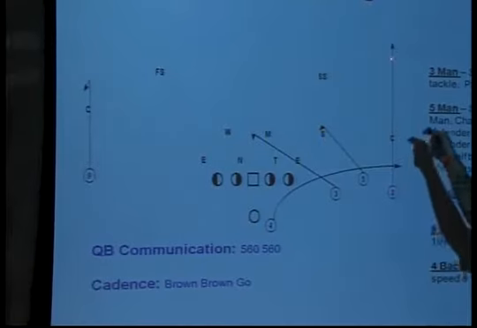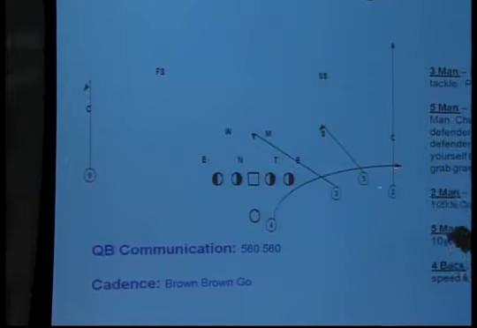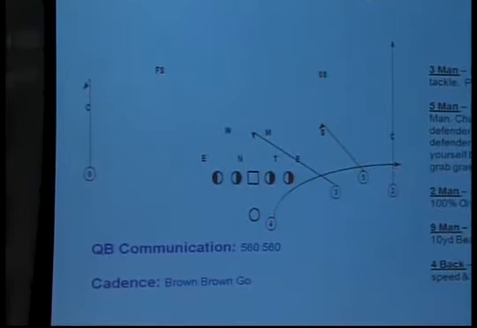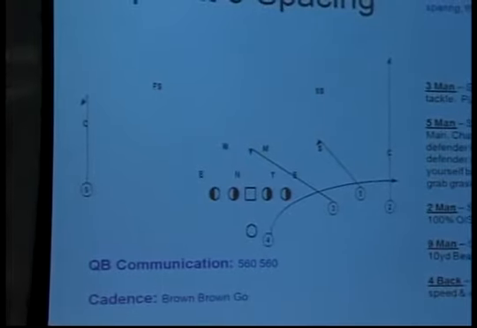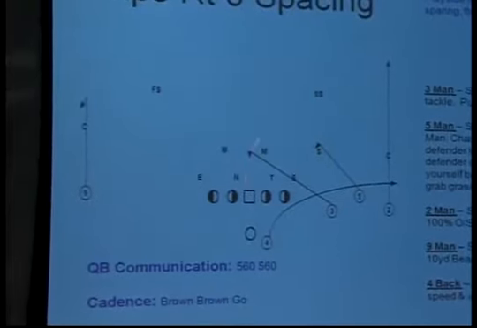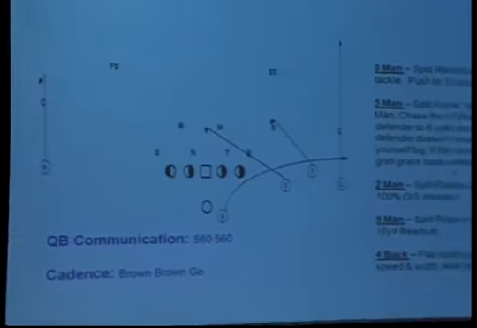If it's quarters coverage and the corner's bailing, is the Sam going to widen? If he does, then we're going to hit the 5-man. If he doesn't, then we're going to hit you. Okay? You got to affect the flat defender. Okay? Again, we're working concept side right here. Trips right, 5 spacing, 560, 560. Go ahead.